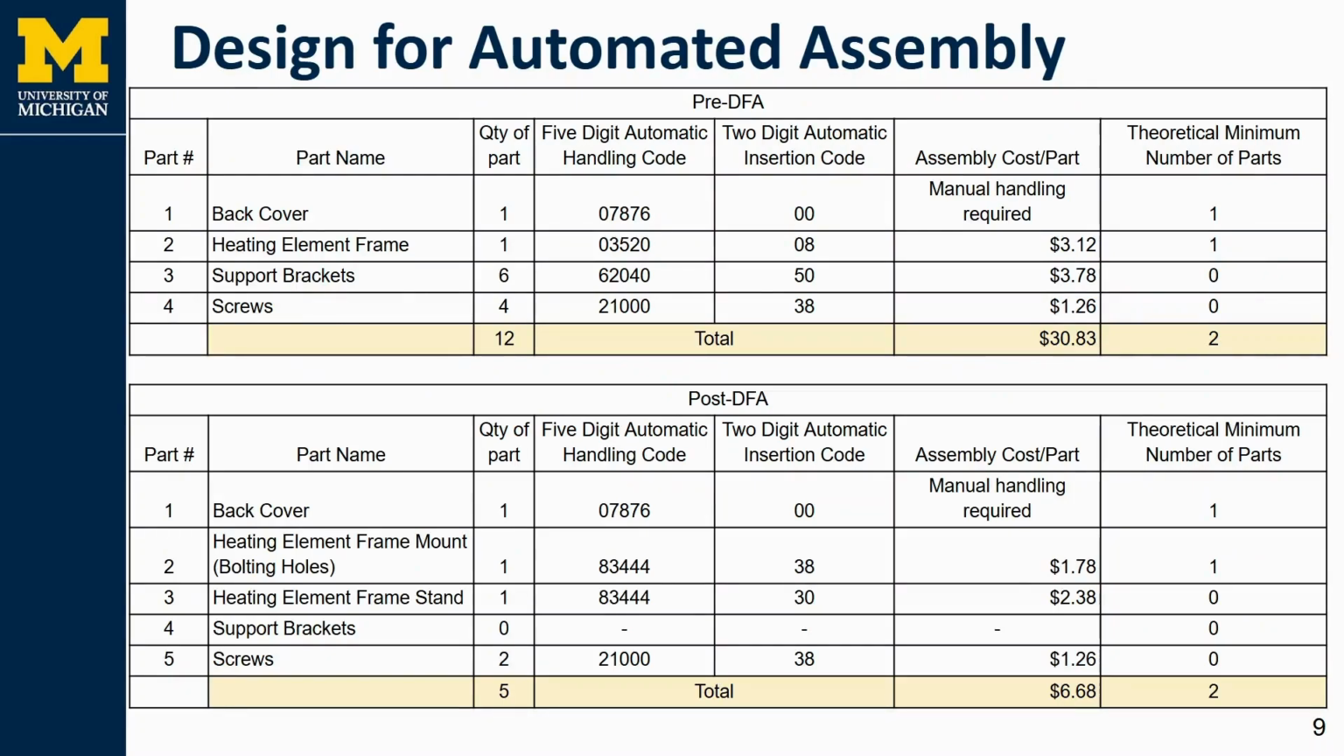The 2 tables on the slide show both our pre-DFA and post-DFA automated assembly and insertion costs for each item in the subassembly based on our annual production volume of 230,000 units, resulting in a cycle time of 2.4 units per minute. Our pre-DFA total cost was 30.83, and our post-DFA total cost is now 6.68.